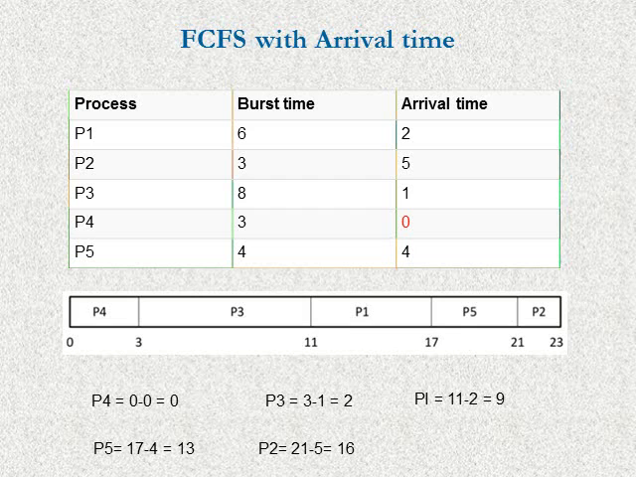Now we have P2. So you know that P2 arrived at the system at time 5 and it got into the processor at time 21. So 21 minus 5 is the time that P2 waited in the ready queue. In order to calculate the average of all of these waiting times, we can add all of their waiting times and then divide it by 5 to get the average waiting time. So the average waiting time for this scenario is 8 seconds.